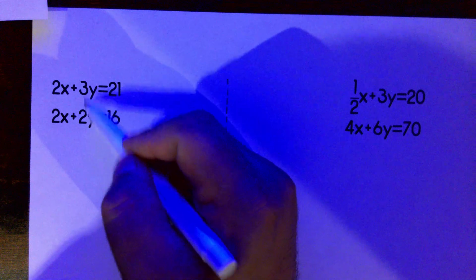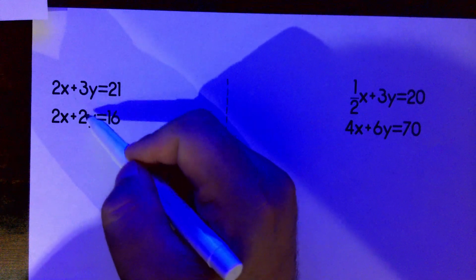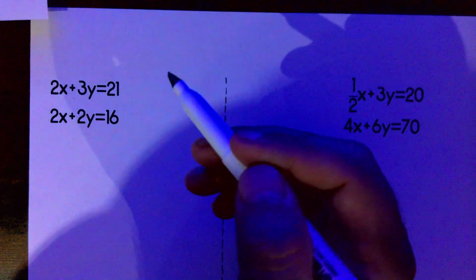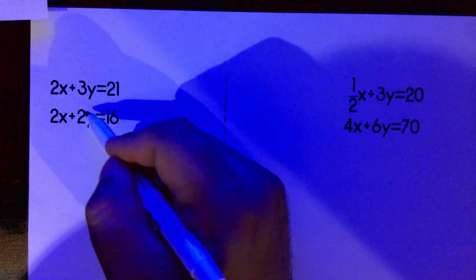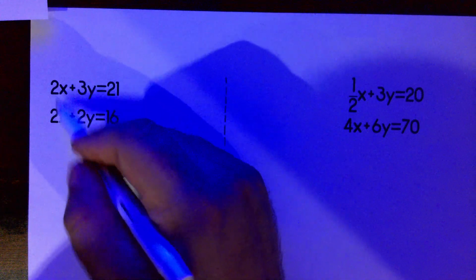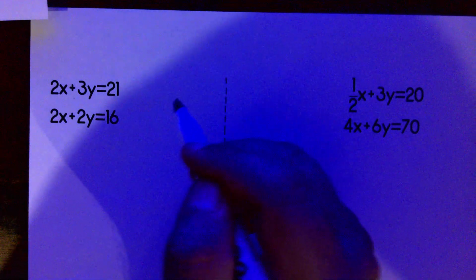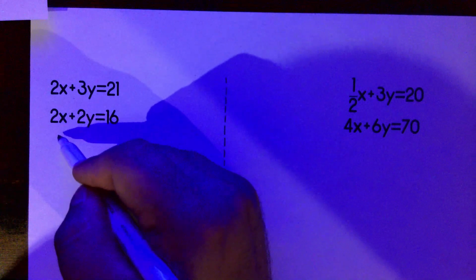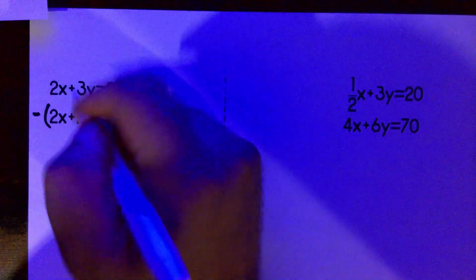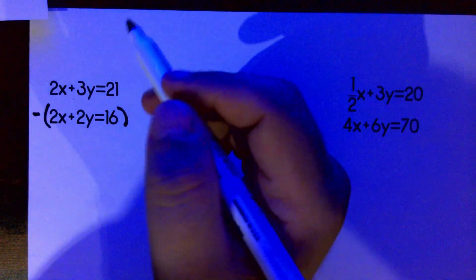So right here, if you added these y's or subtracted these y's, you'd still have one y left over. So we don't want to try to combine these, but we can combine these. This is the dead giveaway: both of these have a 2x. If I were to add them together, it'd be 4x, so we don't want to add them. We're going to subtract.